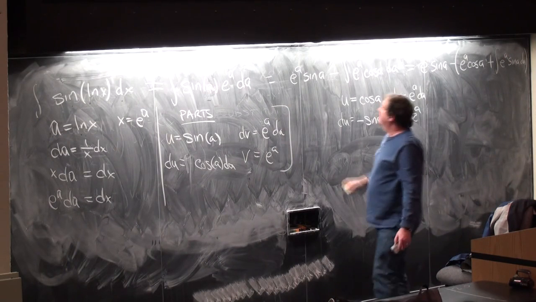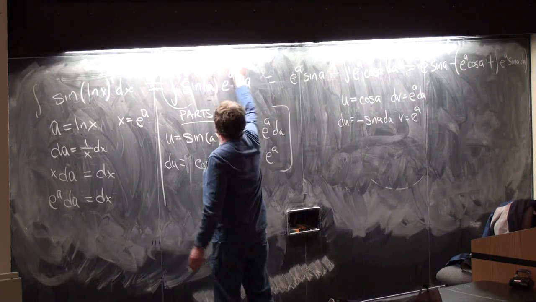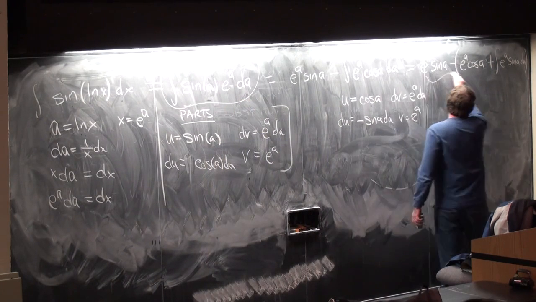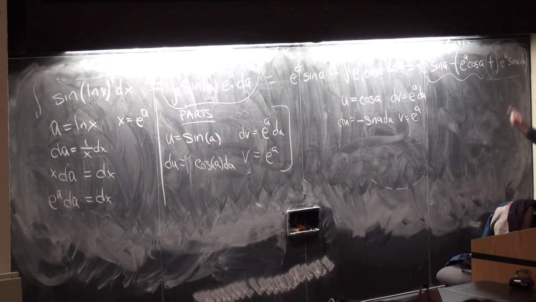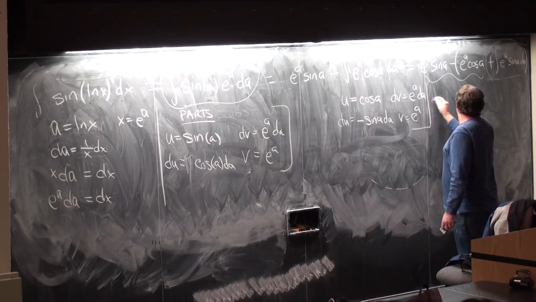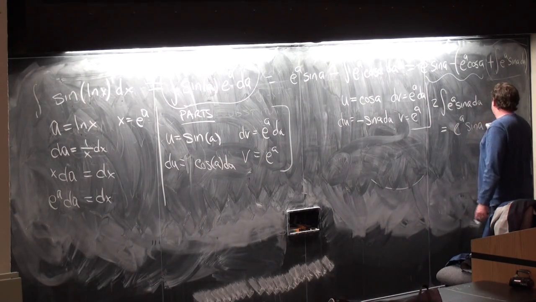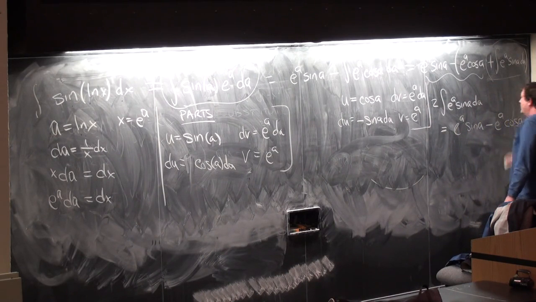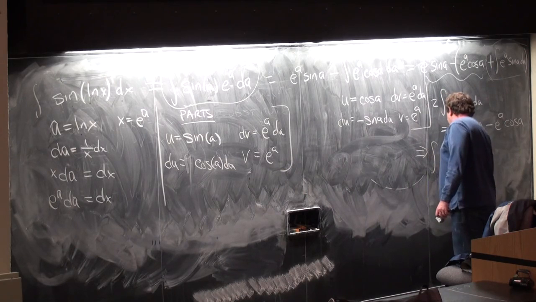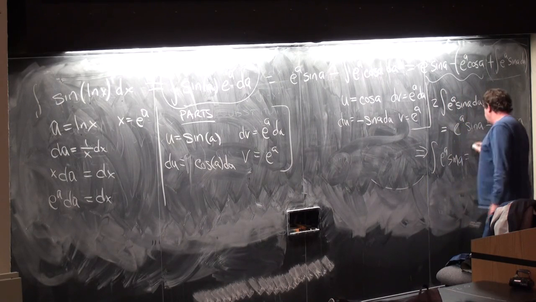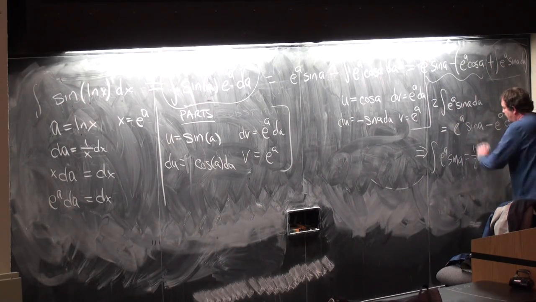And so I have this thing equals this stuff plus the same thing. So I can solve for the thing. That tells me that 2 times the integral of e to the a sine a dA equals e to the a sine a minus e to the a cosine a. So the integral of e to the a sine a is 1/2. Let's put the e to the a outside: e to the a, sine a minus cosine a, plus a constant.